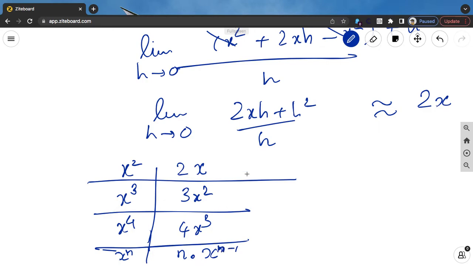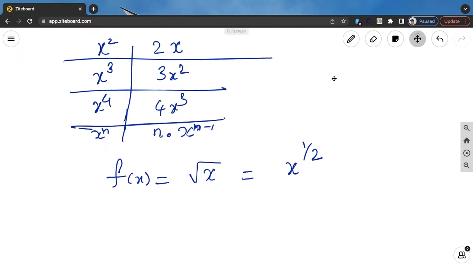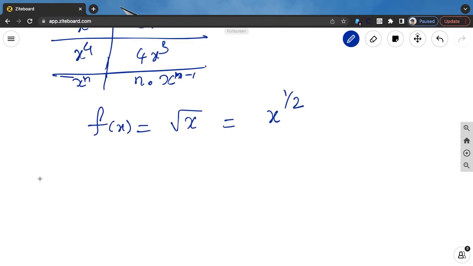Well, is this working only for integer powers? Well, I can verify. Let me try for a function which is root of x. That means x raised to half. And I will use the first principle. What is the first principle?